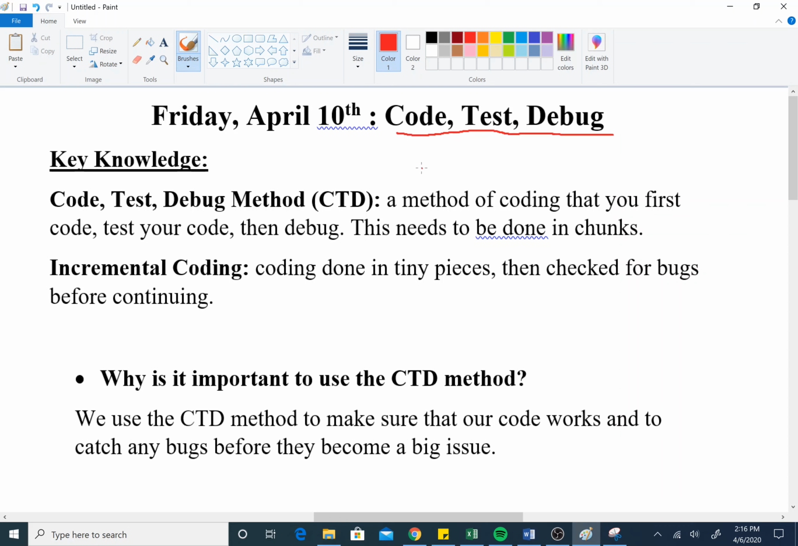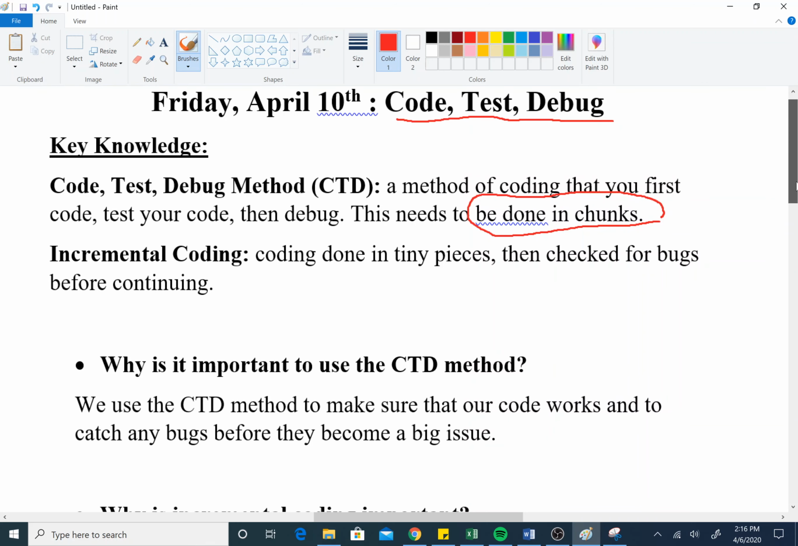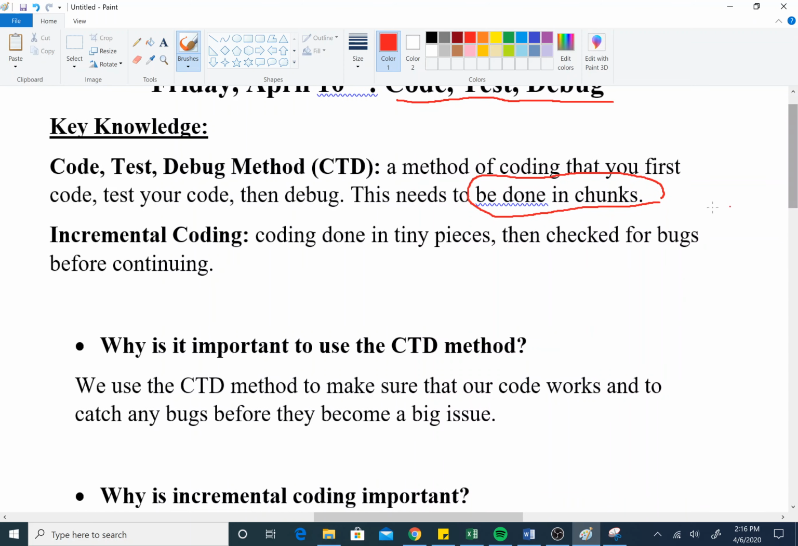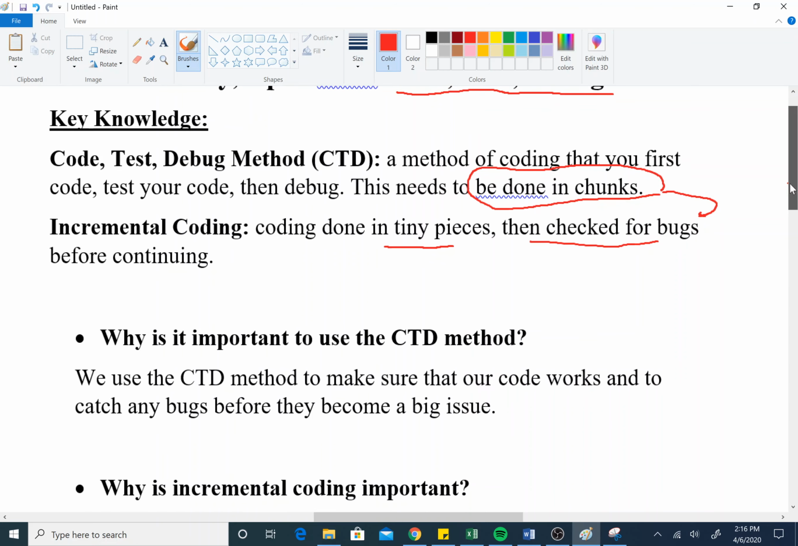Remember, the code test debug method is a way of coding, testing, and then debugging your code that needs to be done in chunks, okay? What I mean by chunks is you do a small piece, test it, debug. Do a small piece, test it, debug if you need to, okay? That's what we call incremental coding, okay? Coding done in tiny pieces, checked for bugs, and then you continue on with the code after you check a little bit of it, okay?